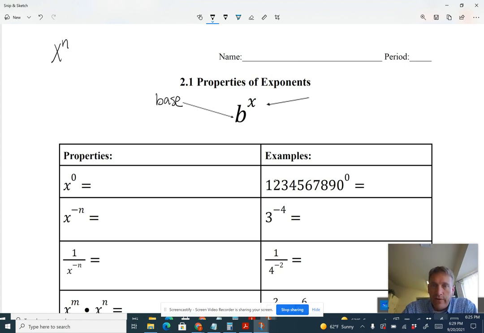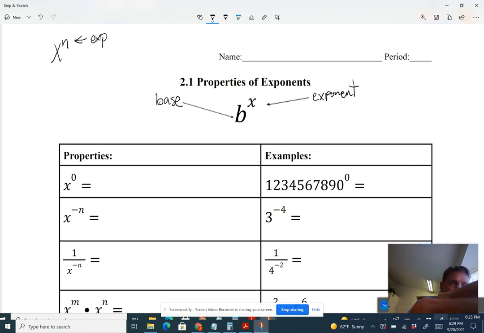The smaller number that's raised up to the top, that is the exponent. In this case, n is the exponent, and x is the base. And the exponent tells you how many times the base is a factor.